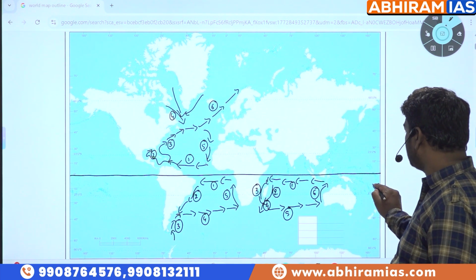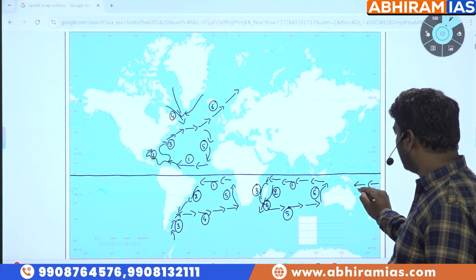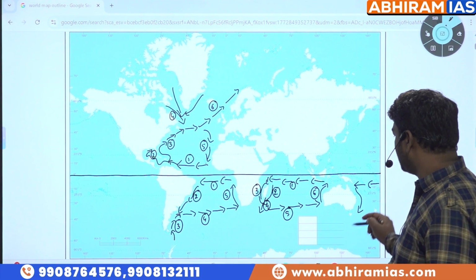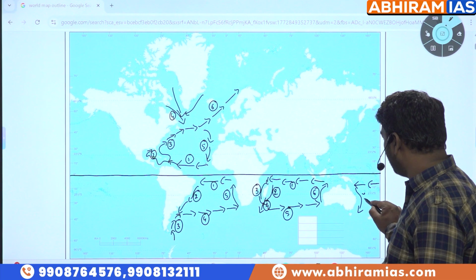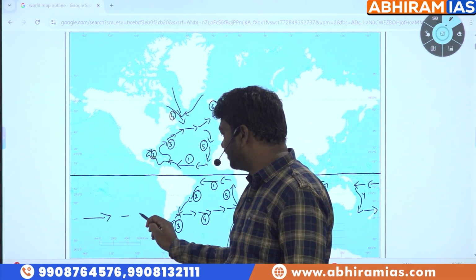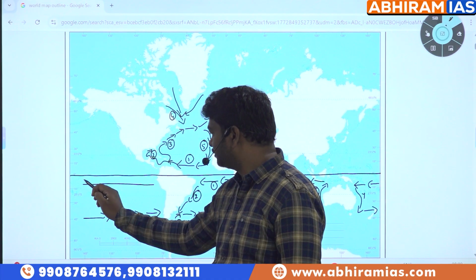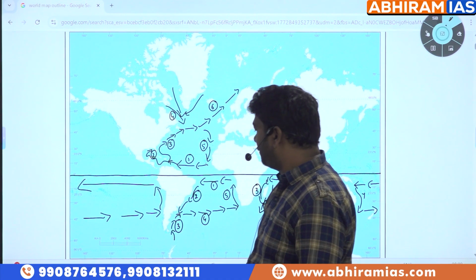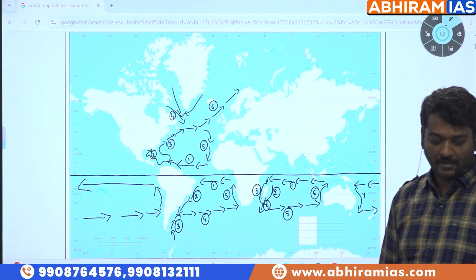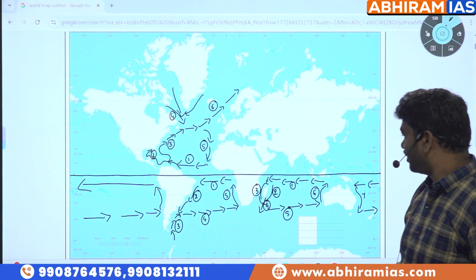Good. What is this called? South Equatorial current. Which side of Australia? Eastern side. What is it called? East Australian current. Okay. Then what is this called? West Wind Drift. And what is this? Peru, Chile or Humboldt current.